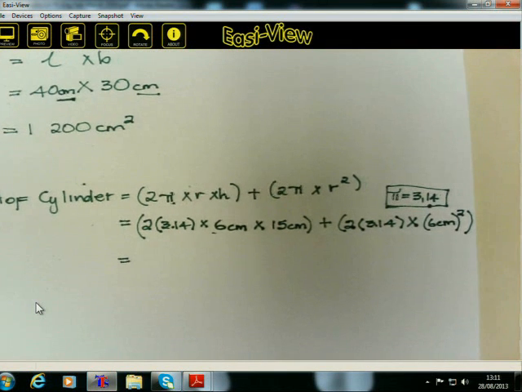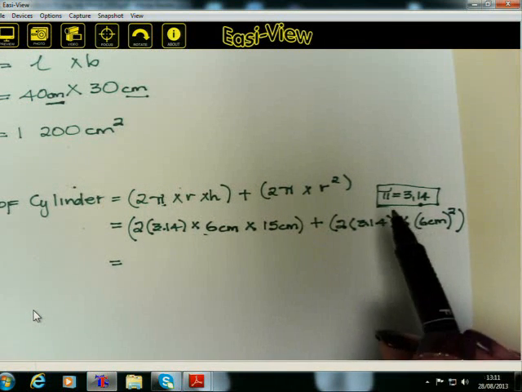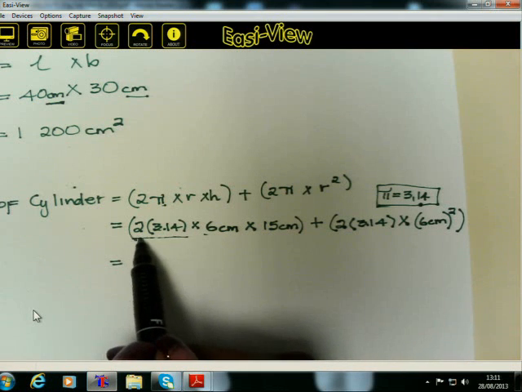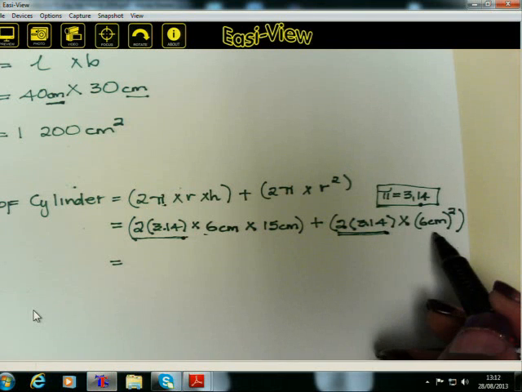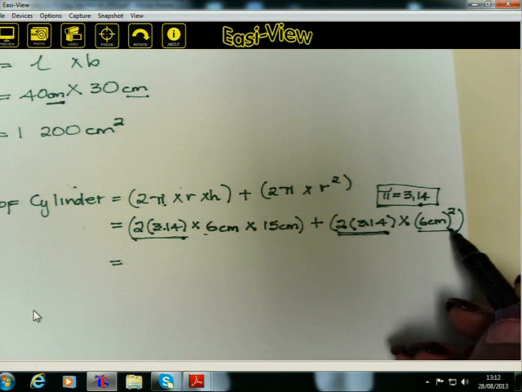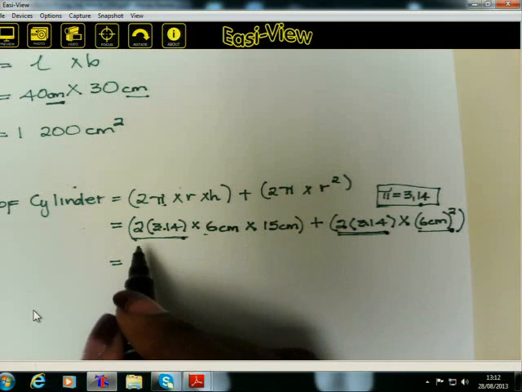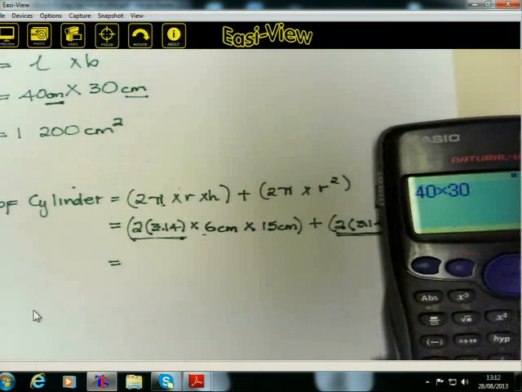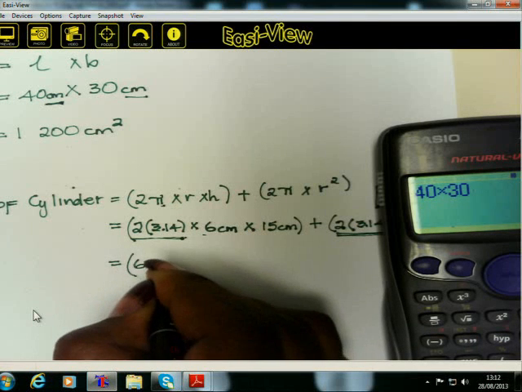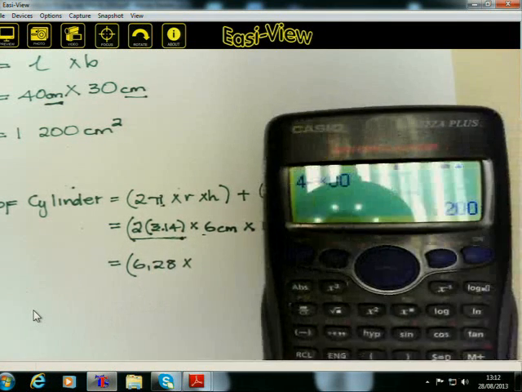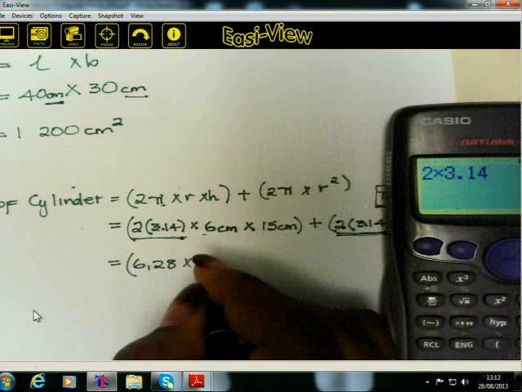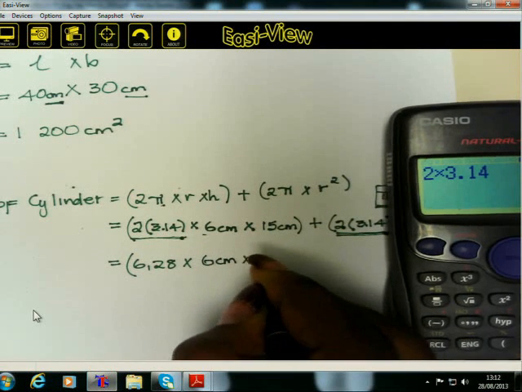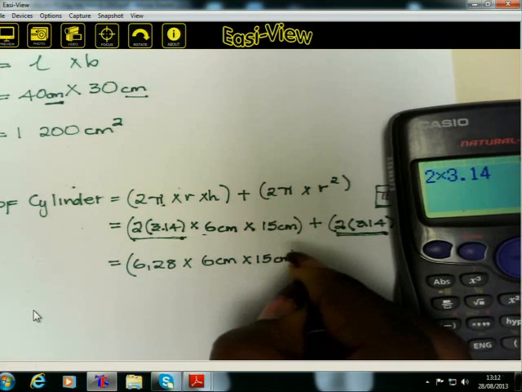Before we can remove the brackets, it is advisable that we first solve the first bracket, as well as this 2 and 3,14, as well as the 6 squared in the second bracket. Then we'll be able to multiply everything. So multiplying 2 with 3,14, it will give us 6,28. Let us just double check that. 2 multiplied by 3,14 gives us 6,28. We multiply that by 6 centimeters. We will also multiply that by 15 centimeters. We can close our bracket.